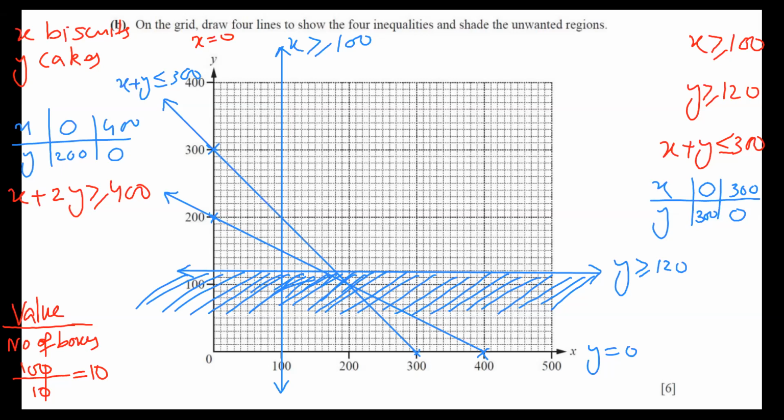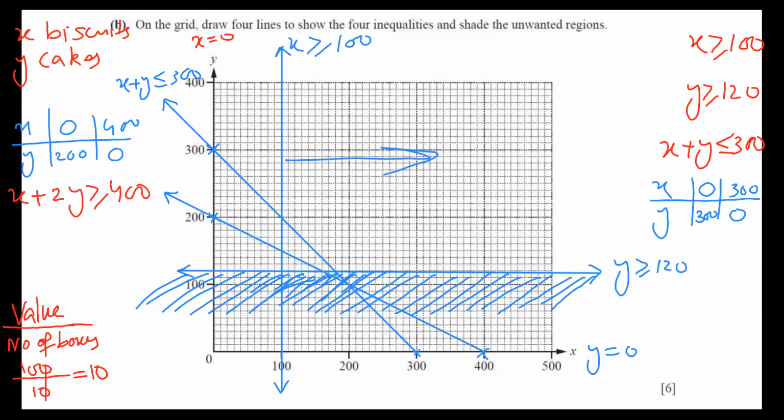Now I talk about this line. X value is bigger, so I have two options, either the right side or the left side. I have to shade one part. Look here on the X-axis: x value is 100, here 200, 300, 400. So x values are going bigger on the right side. He's asking x is bigger than 100, which means the right side is wanted.